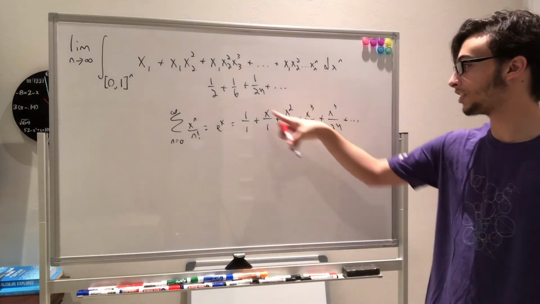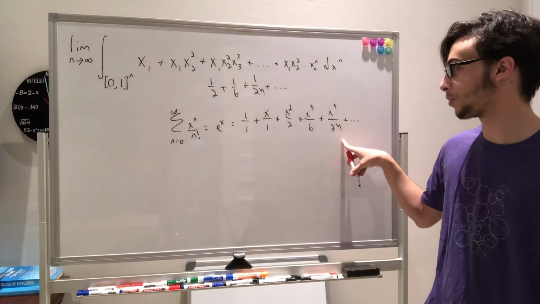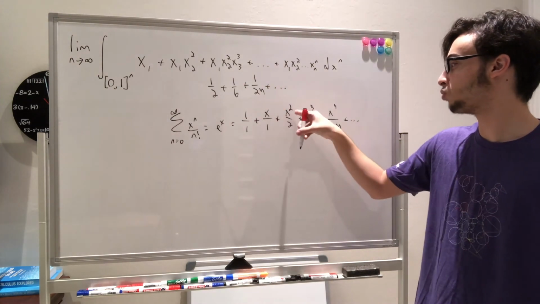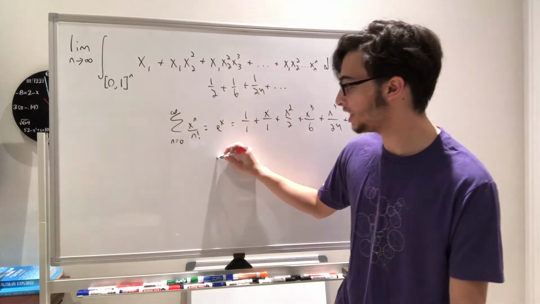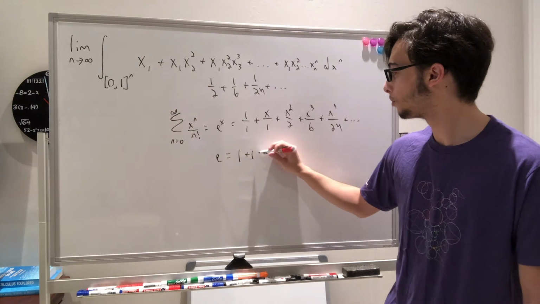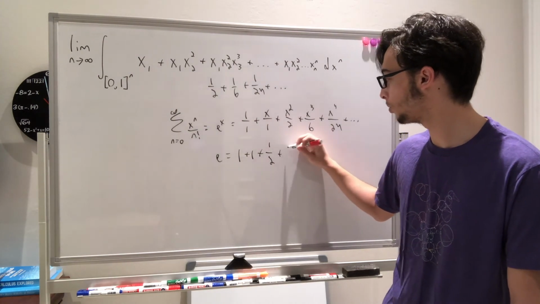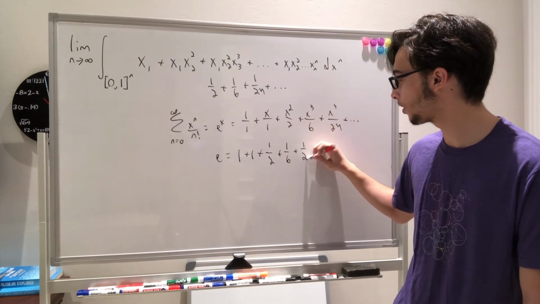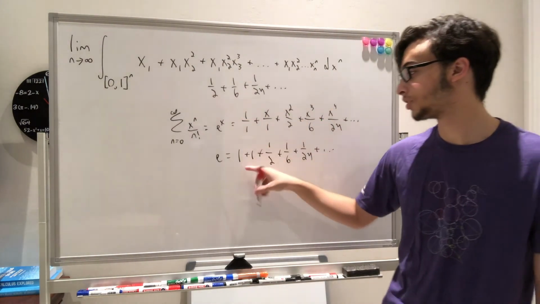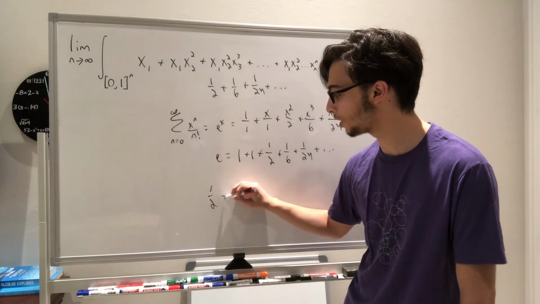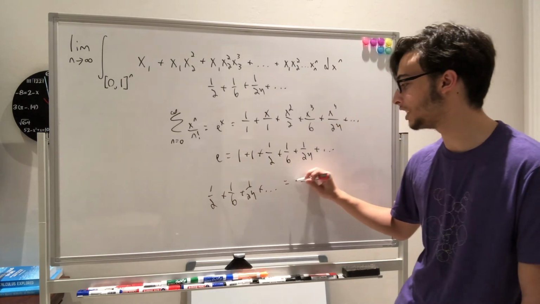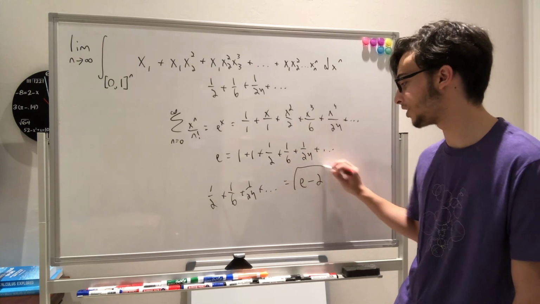Well, we see that we have very similar denominators, 2, 6, 24, and so on. And we see that the numerator is always 1. So I'm going to try plugging in 1 into the x and see what happens. So we have e to the first power is equal to 1, and then plus another 1, plus 1/2, plus 1/6, plus 1/24, and so on. But we don't want the initial two 1s, so let's subtract those to the other side. So you get 1/2 plus 1/6 plus 1/24, and so on, is equal to e minus 2. And that's our final answer.